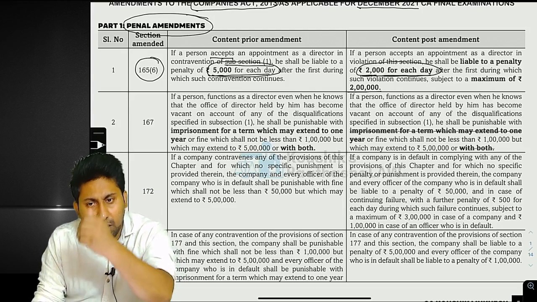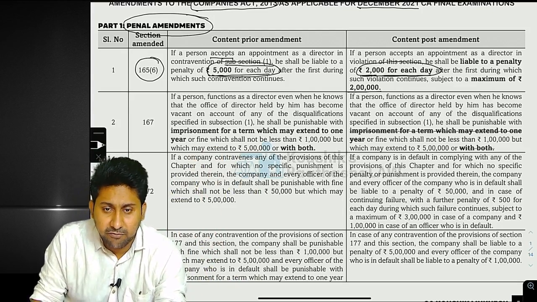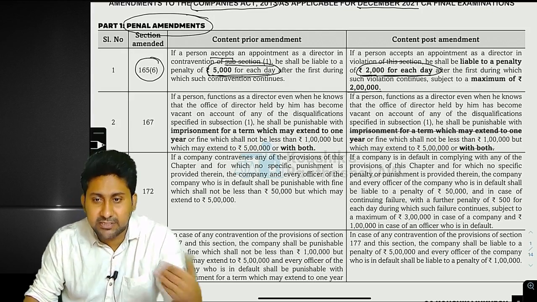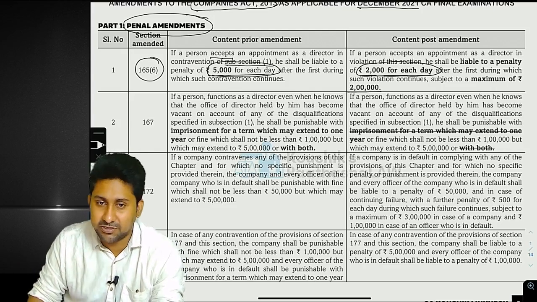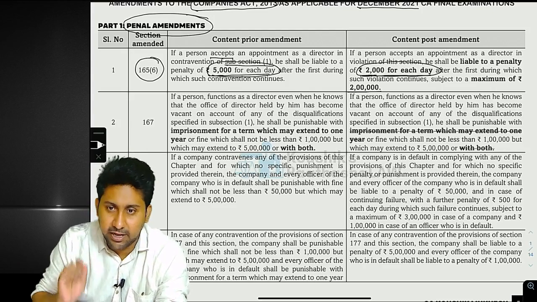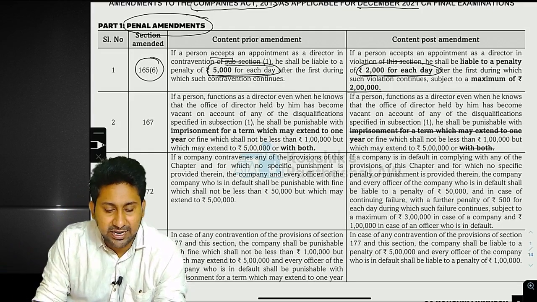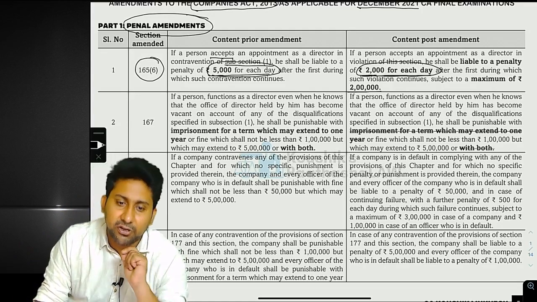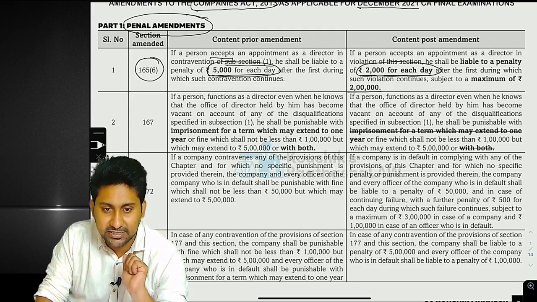Previously, if you went on continuing to hold the directorship, what would have happened? 5,000, 5,000 like that, it multiplies like anything, it crosses some lakhs. But now that concept is not there. 2,000 per day, maximum of 2 lakhs. Technically, even if you want to levy a penalty of 2,000, 100 days is possible now. Okay, how many days? 100 days is possible.